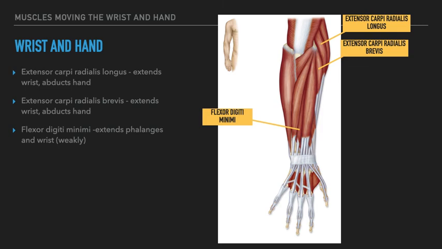The flexor digiti minimi, you can see it's pretty small. It's in between these two muscles. It is going to extend the fingers and wrist. It weakly extends the wrist. The origin will be the lateral epicondyle of the humerus. The insertion is going to be the proximal phalanx of finger 5.